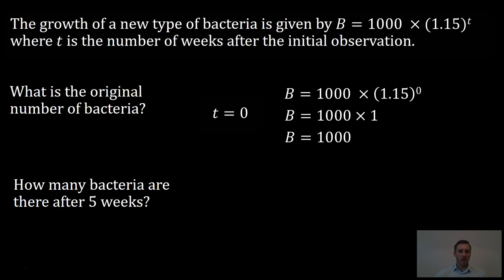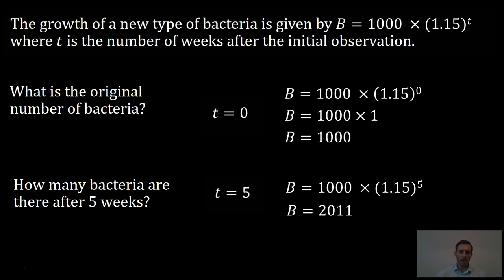How many bacteria are there after 5 weeks? This is when t equals 5. We substitute that into our equation and we get B equals 1,000 times 1.15 to the power of 5. We can put that into our calculator and we work out that after 5 weeks there's 2,011 bacteria.